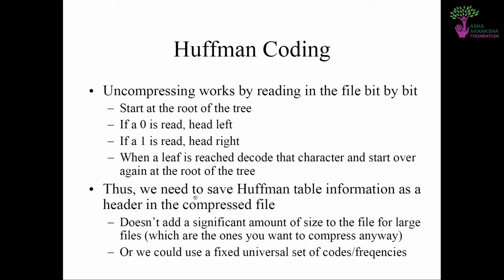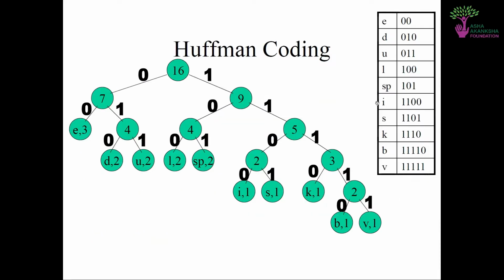Thus we have to save the Huffman table information. This code is exclusive to this type of tree only. Since we decoded it using this tree, we have to store this tree for decoding. We cannot just have another type of tree with different values of bits and get the same decoding, of course. So we have to store this table somehow.